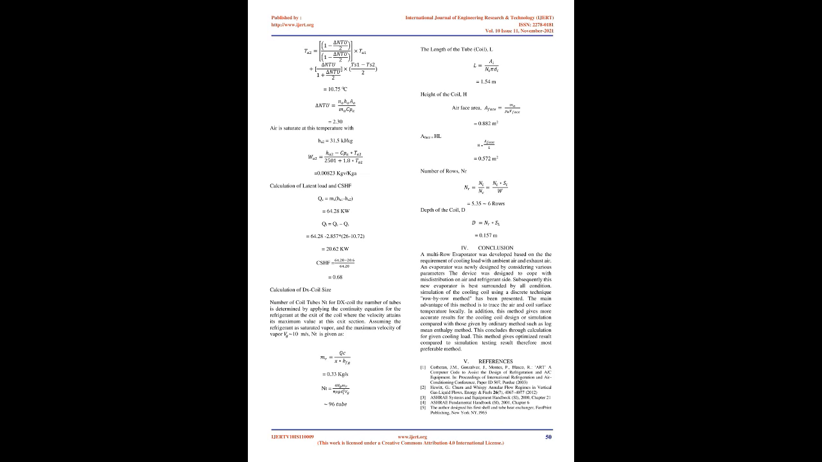Simulation of the cooling coil using a discrete technique, the row-by-row method, has been presented. The main advantage of this method is that it traces the air and coil surface temperature locally. In addition, this method gives more accurate results for the cooling coil design or simulation compared with those given by ordinary methods such as the log mean enthalpy method. This concludes through calculation for the given cooling load. This method gives optimized results compared to simulation testing results, therefore it is the most preferable method.